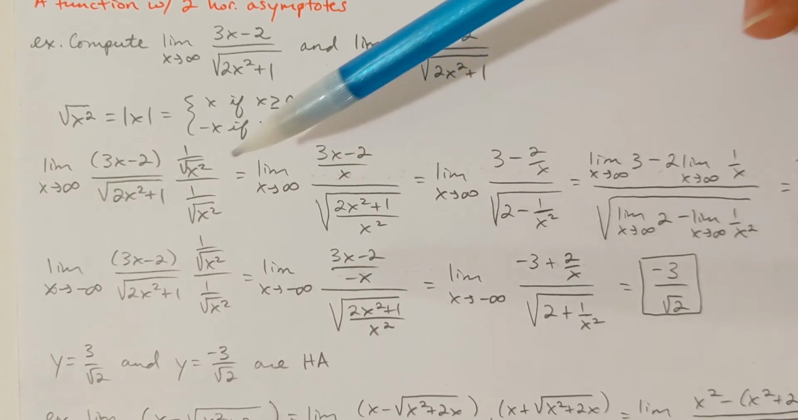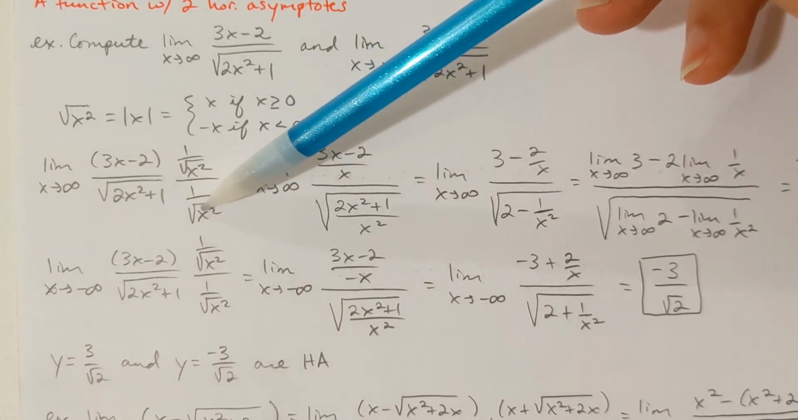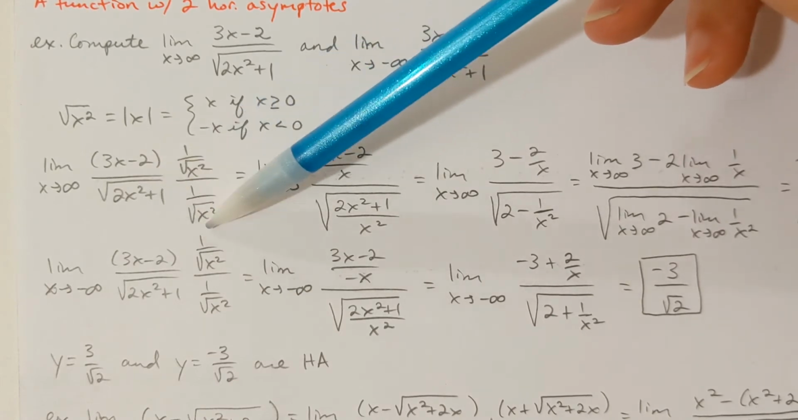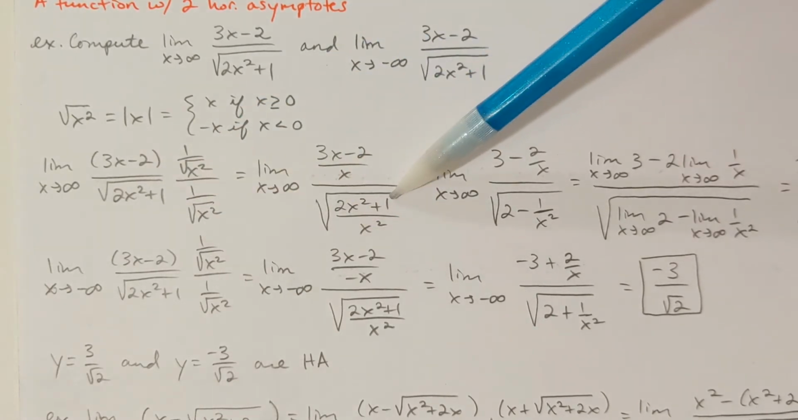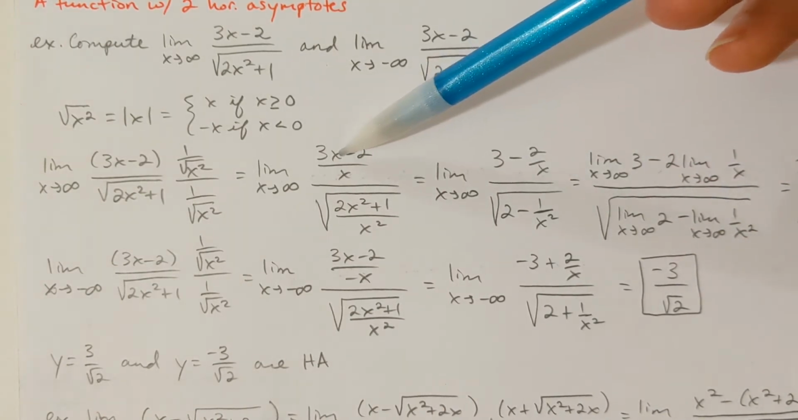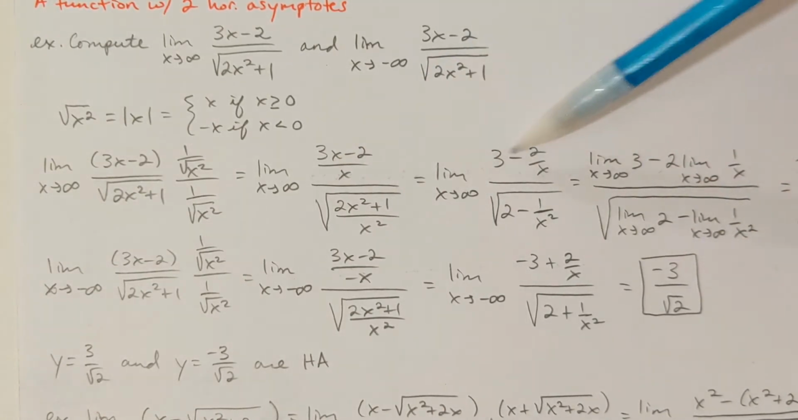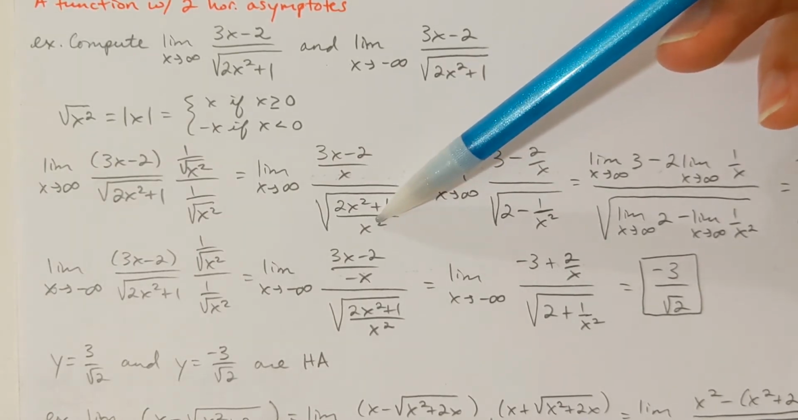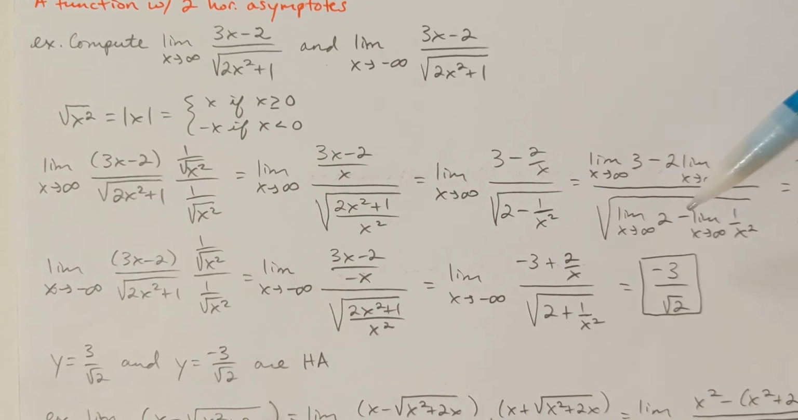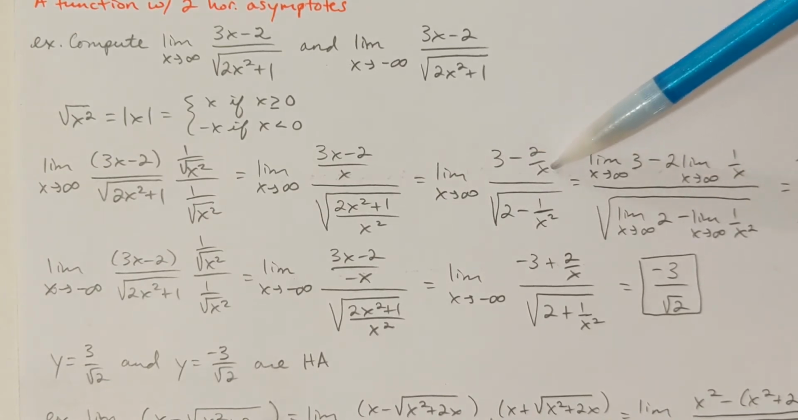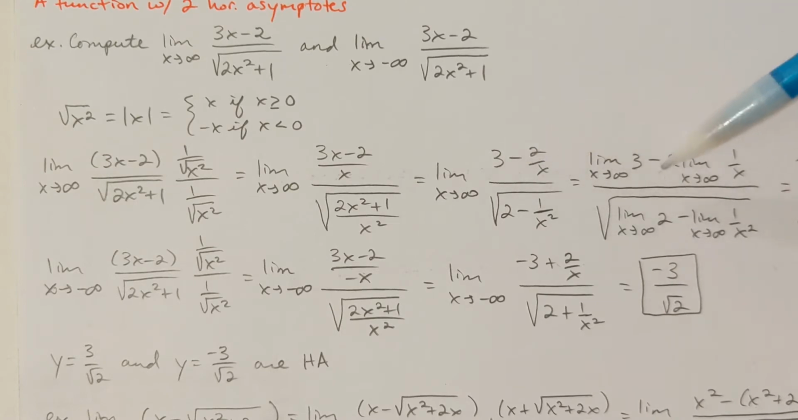In the denominator, 1 over the square root of x squared is the same as 1 over x, but I'm going to keep the radical on both of these and combine those into a single radical. Then the next thing I'm going to do is split the fraction into 2 fractions, and do the same thing with the fraction in the denominator, split that into 2 fractions. So now my terms are either a constant or they're in the form 1 over x to the r. And now I can use my limit laws.